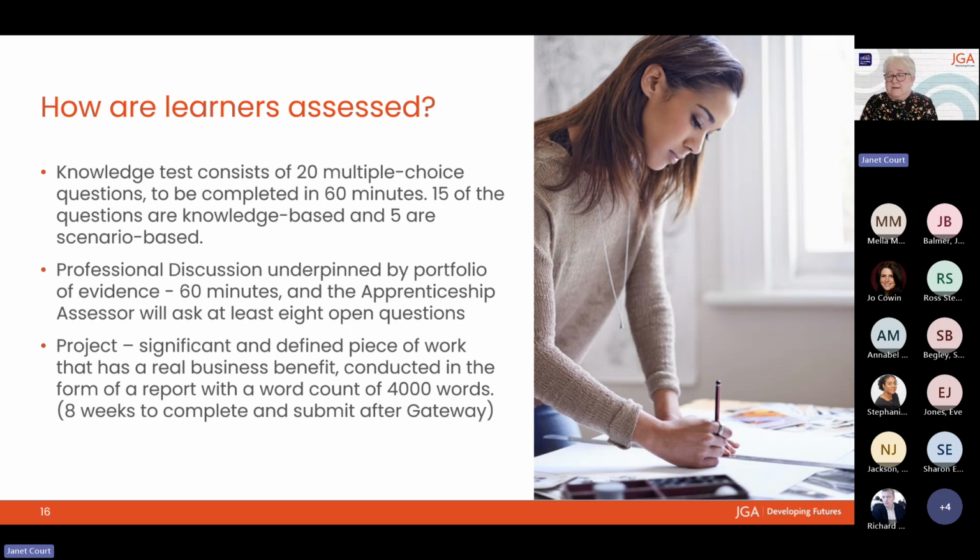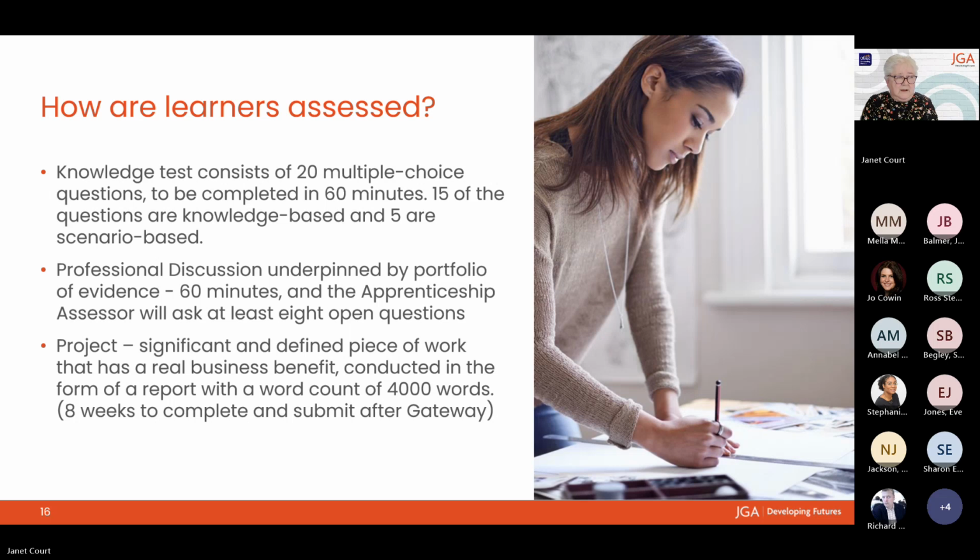And then there's a project. This is a significant and defined piece of work that has a real business benefit and is conducted in the form of a report with a word count of about 4,000 words. Now, the learner doesn't do this before they get into assessment. They do it after they've gone through Gateway and they're actually in assessment. They're told that, yes, you're okay to work on your project, and then literally the clock starts and they have 8 weeks to complete and submit it.